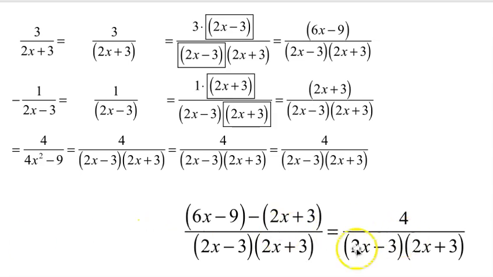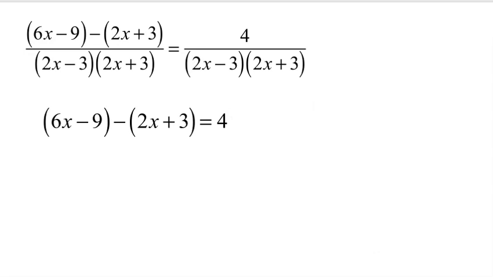And if the fractions are equal and if the bottoms are equal, then the tops have to equal. So 6x minus 9 minus quantity 2x plus 3 has to be 4. And make sure you use parentheses to distribute the minus sign properly. So 6x minus 2x is 4x, negative 9 minus 3, negative 12. 4x minus 12 is 4. Add 12 to both sides. 4x is 16. Divide by 4. And we get x is 4, but we're not finished.